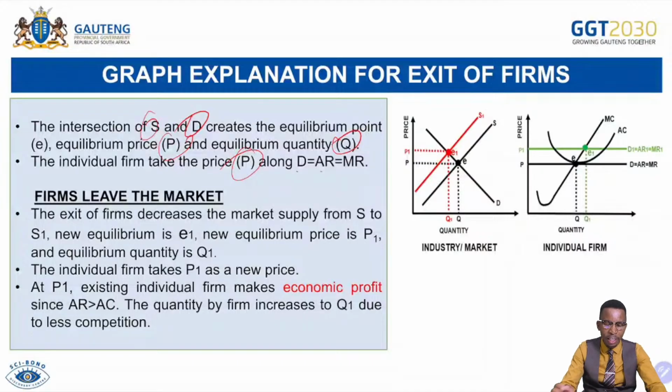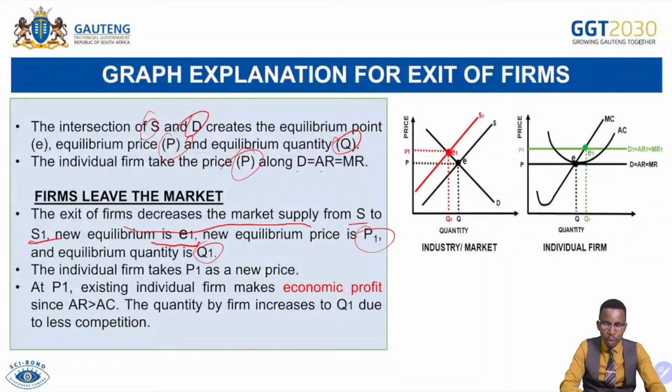As firms exit the market, the exit of firms decreases the market supply. So, from S to S1. So from right to the left, a new equilibrium is created at E1, meaning it goes up because the price is increasing. Then the new price is created at P1, and the new quantity will be decreasing.